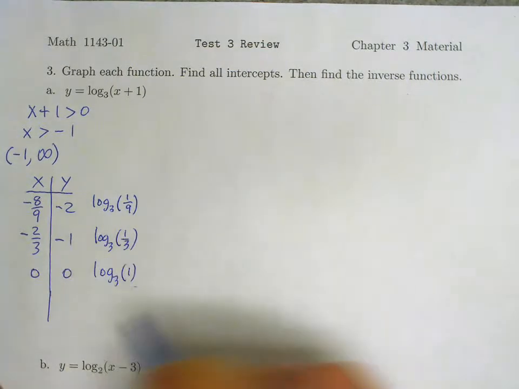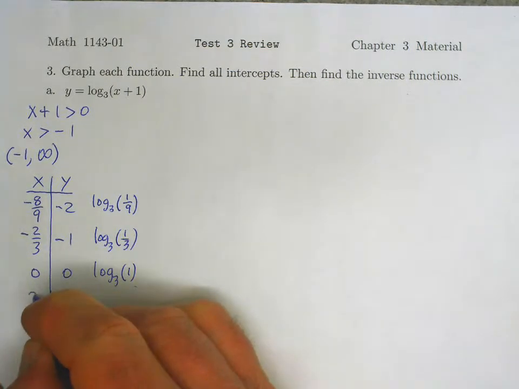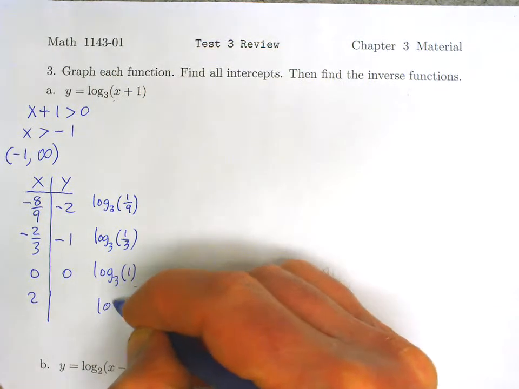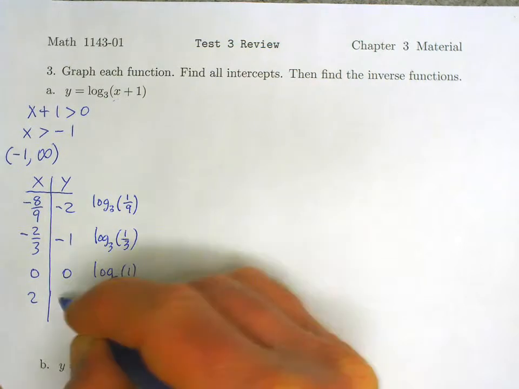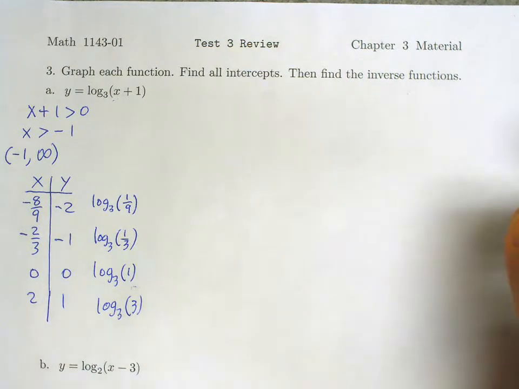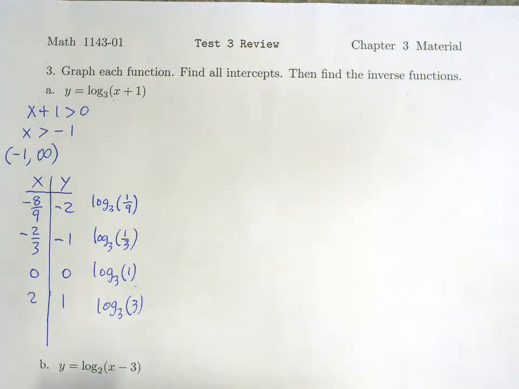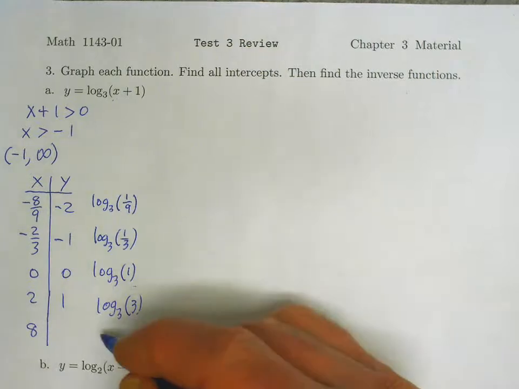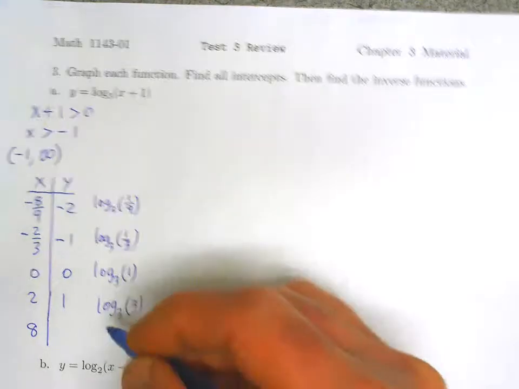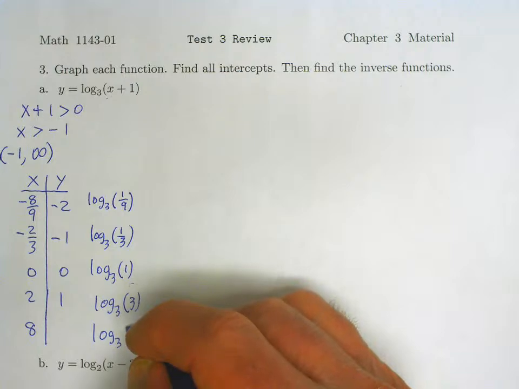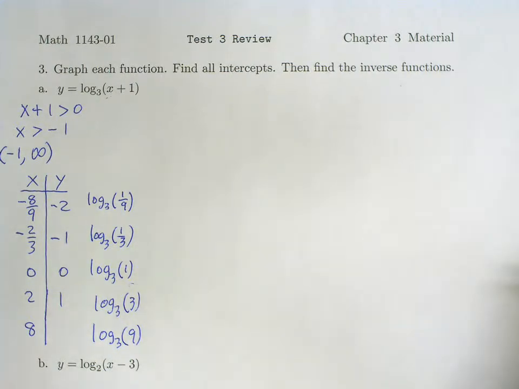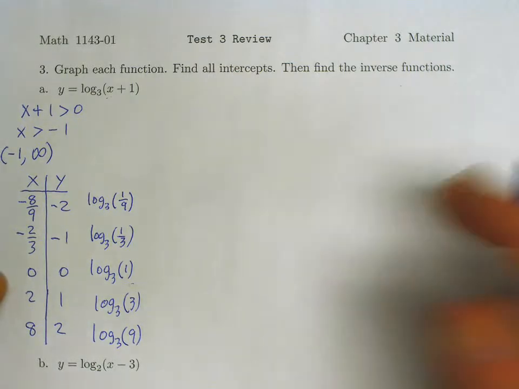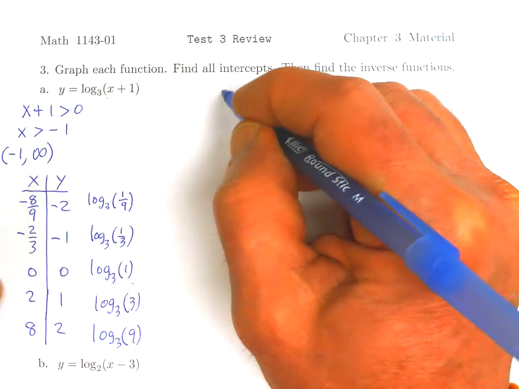And then the other x values will be easier. If I pick x to be 2, log base 3 of 2 plus 1, or log base 3 of 3 equals 1. Then I probably won't plot this point, but if you pick x to be 8, and then in the function replace x with 8, we get log base 3 of 9, because 8 plus 1 is 9. Log base 3 of 9 is 2. Okay, so we'll plot those points.